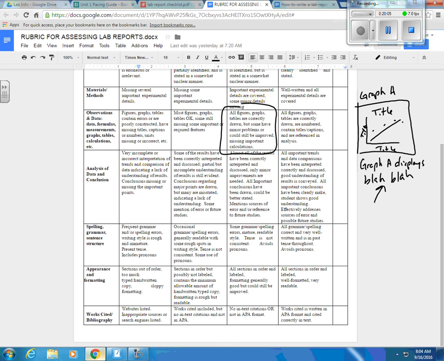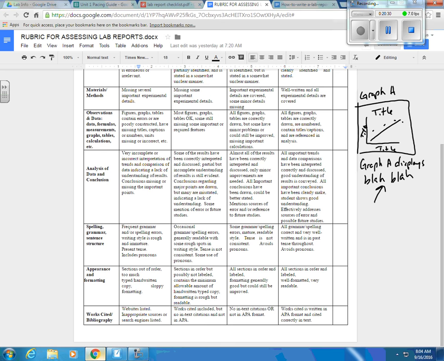So if you don't do all that stuff, you're down in here. Most figures and graphs are okay, but some are missing important parts. So you need to make sure that every table, every graph that you do has that on there. Table 1 shows blah, blah, blah, whatever you want it to show.